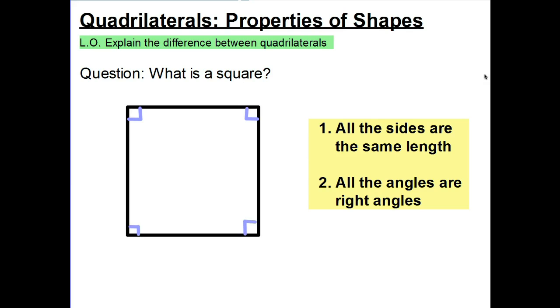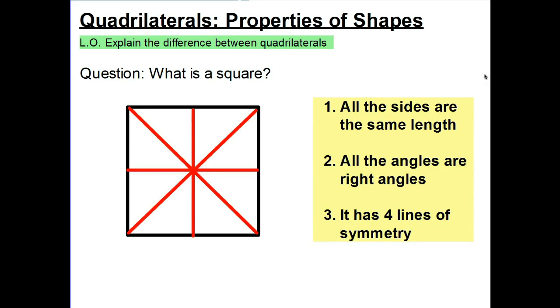Now, there's one other property we can use just to check to see if this is actually a square, and that is that it has four lines of symmetry. If our shape has all three of these properties, all the sides are the same length, all the angles are right angles, and it has four lines of symmetry, then it must be a square.